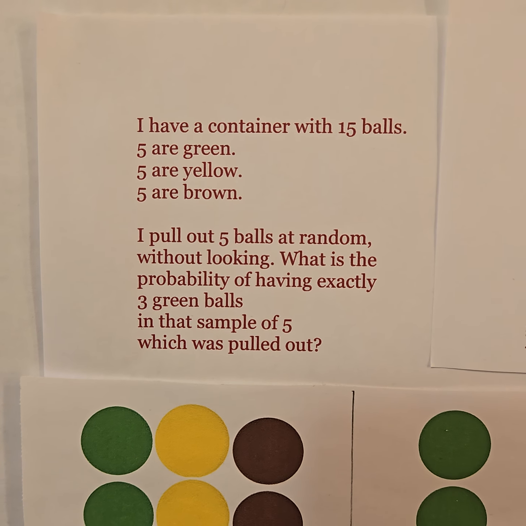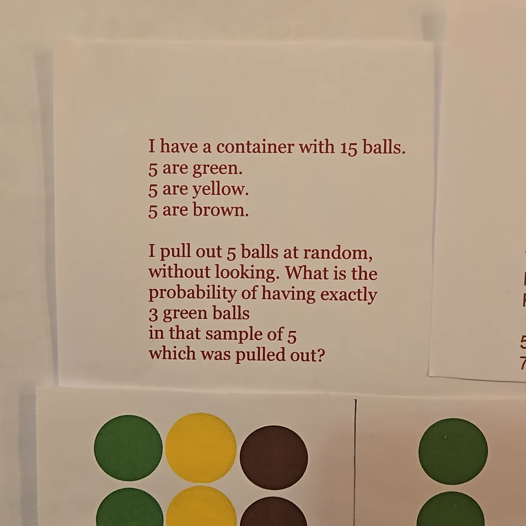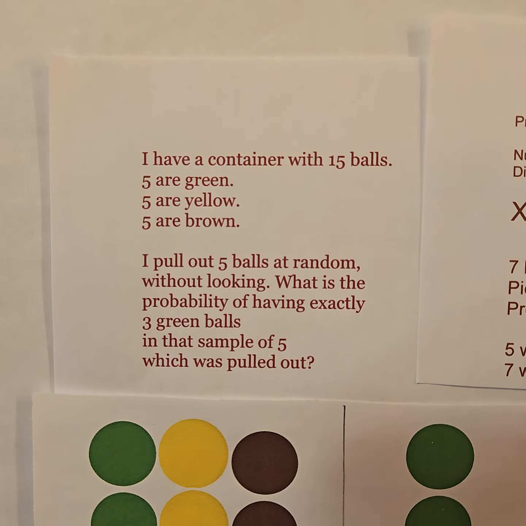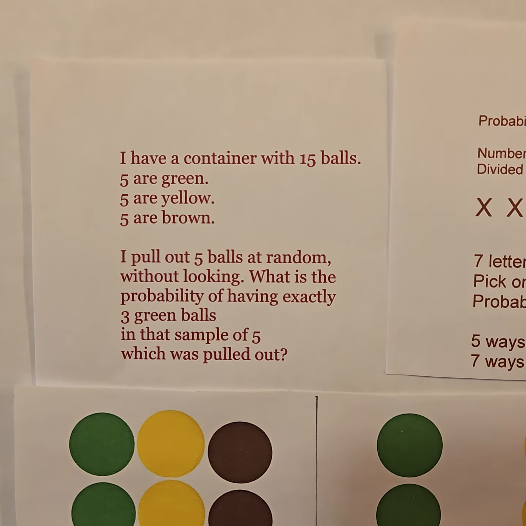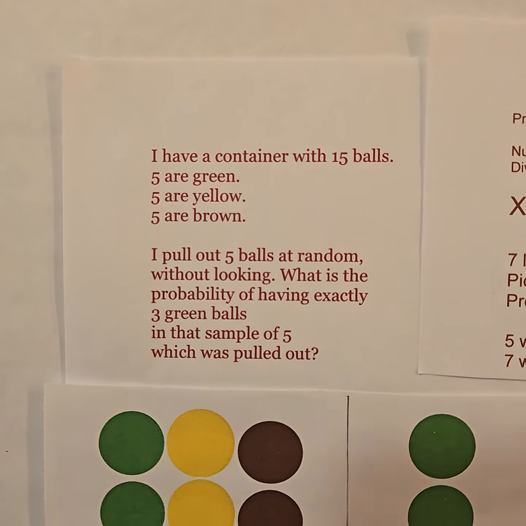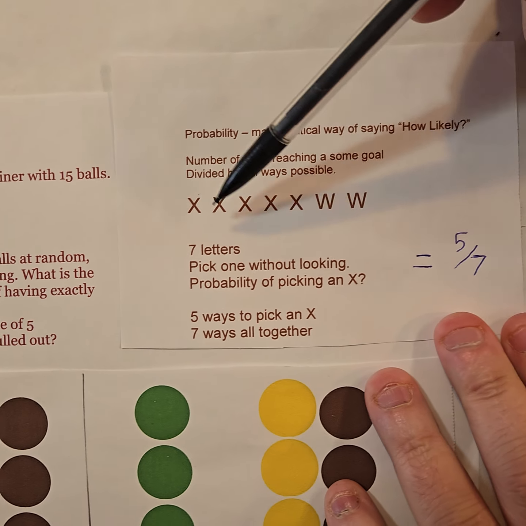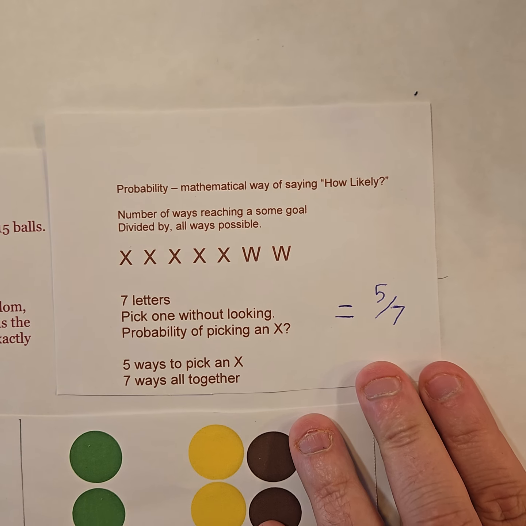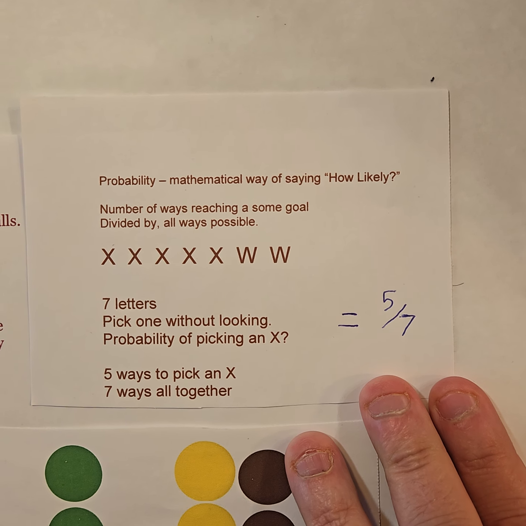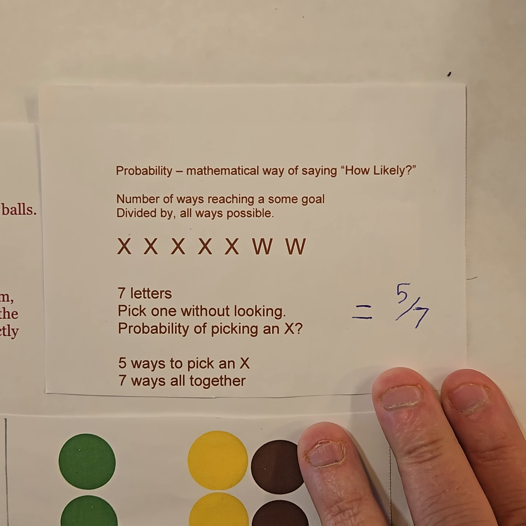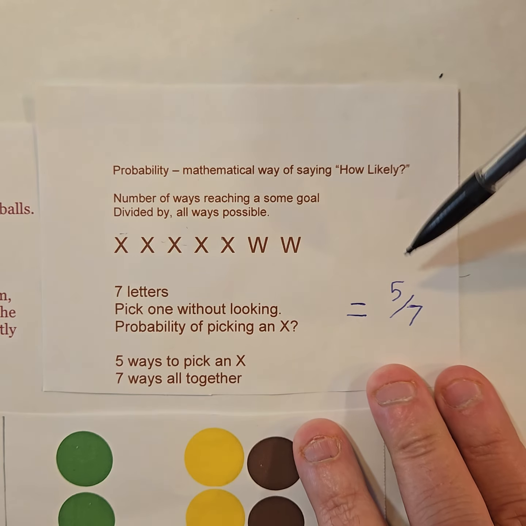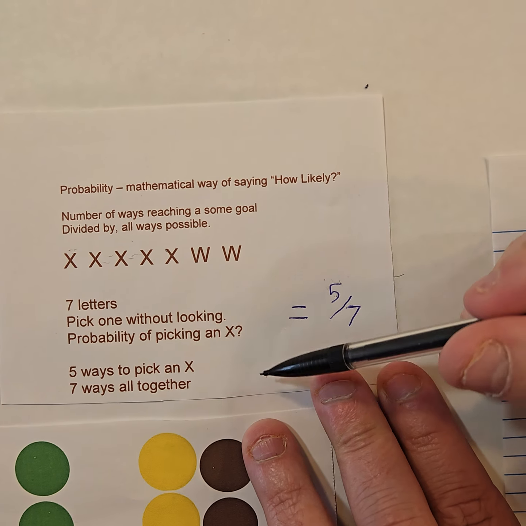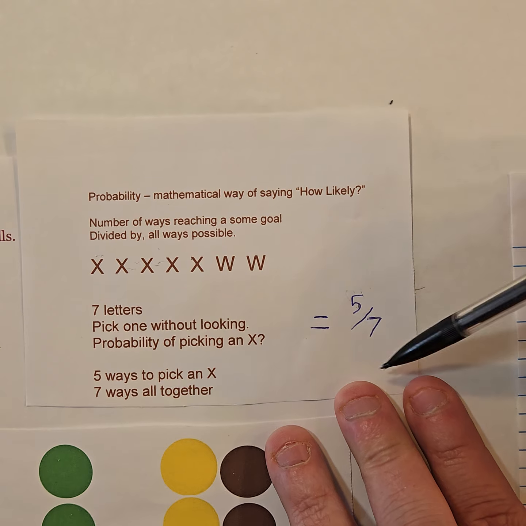All right, and one very quick question, I'm going to divert slightly. This is a question about probability, and probability is always about the number of ways of meeting a criteria versus all the number of ways possible. Here's a simple example. We've got 7 letters, 5 are X's. If I pick one at random, what's the probability of it being an X? There are 5 ways I can pick an X. There are 7 ways of picking a letter. The answer will be 5 divided by 7.